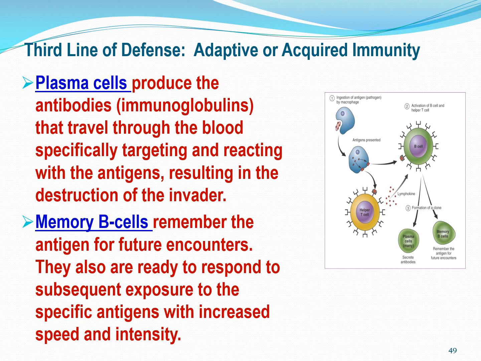We have plasma cells. They produce the antibodies, or immunoglobulins, that travel through the blood, specifically targeting and reacting with the antigens, resulting in the destruction of the invader. Your memory cells remember the antigen for future encounters. They also are ready to respond to the subsequent exposure to that specific antigen with increased speed and intensity.